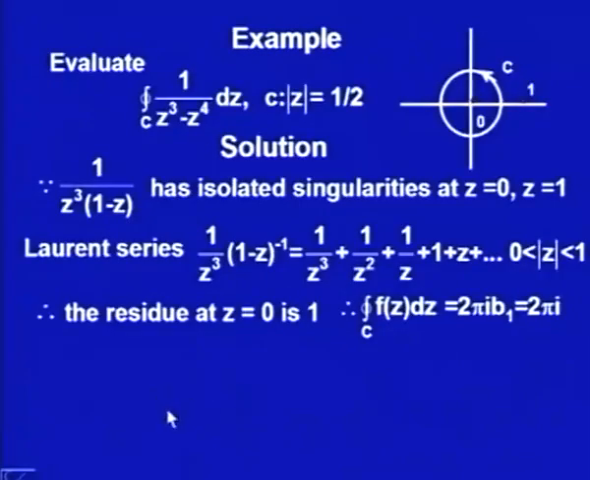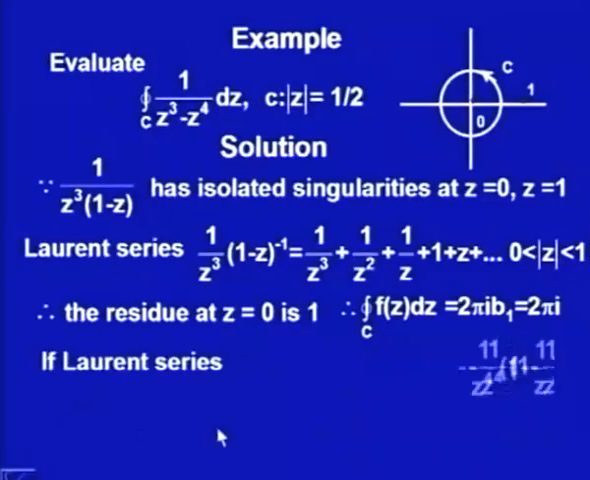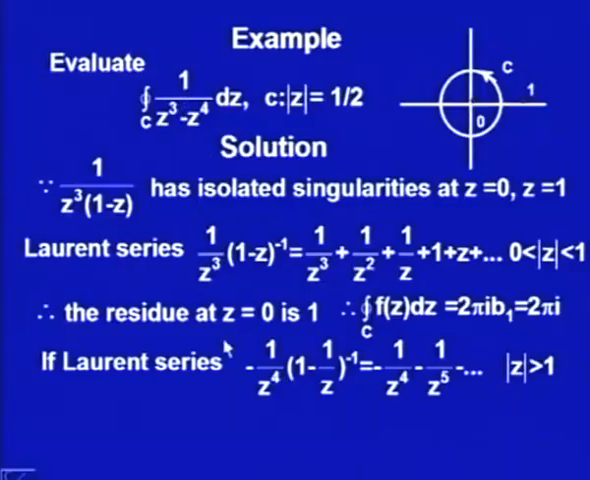Now, suppose I had written this function in a different manner, let us see. If for the Laurent series I had taken z to the power 4 common from here, then from minus z to the power 4, I would get 1 minus 1 upon z. So if I write the function in this manner, minus 1 upon z to the power 4 into 1 minus 1 upon z to the power minus 1, the expansion of this function is also valid, but for that mod of 1 upon z has to lie between 0 and 1, which says my mod z has to be greater than 1.